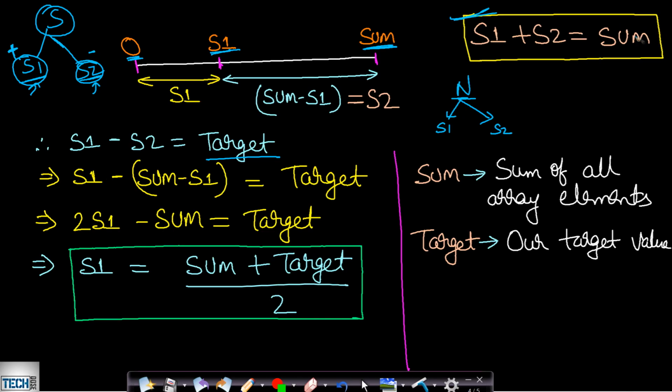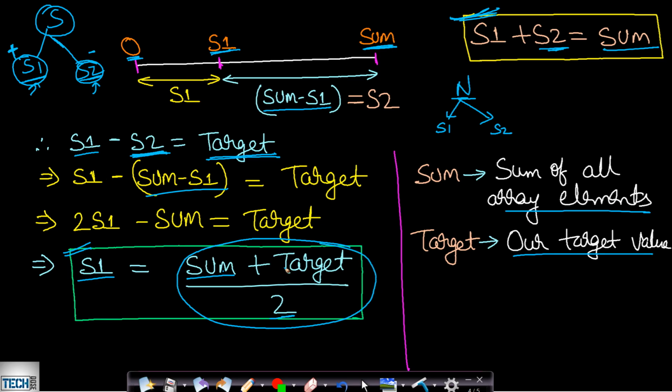Now since S1 plus S2 equals sum, we can write S2 in terms of S1 as sum minus S1. Now we are required to find the difference between S1 and S2, that should be coming out to be equal to target. Now we can replace this S2 with sum minus S1 from here. Okay, and now we can make S1 the subject and write S1 equals (sum plus target) by 2. Now here sum means sum of all the array elements and target means our target value, and this 2 is also constant. So all these three values are constant. Therefore this entire expression will be coming out as constant.